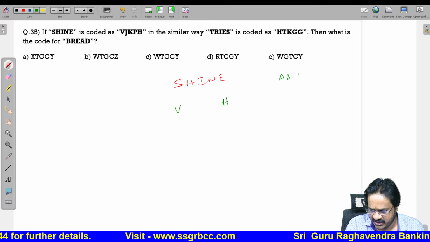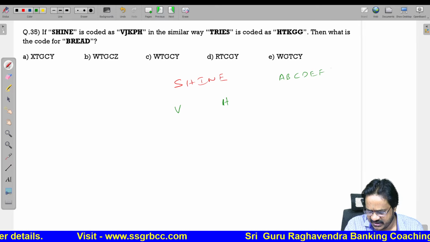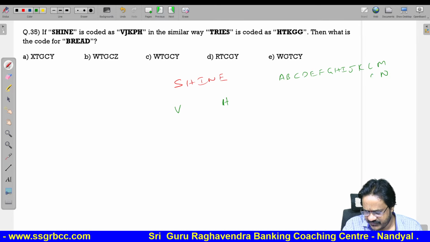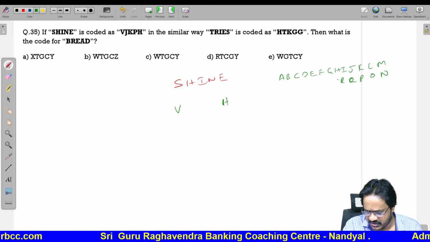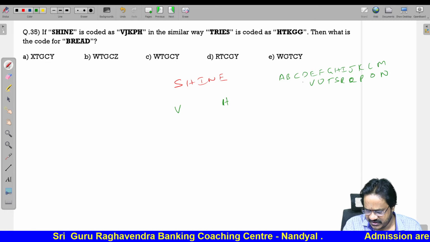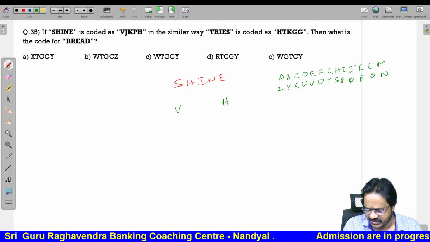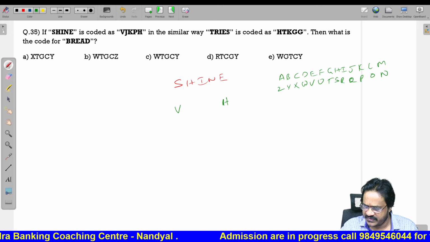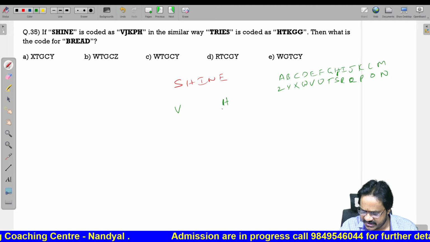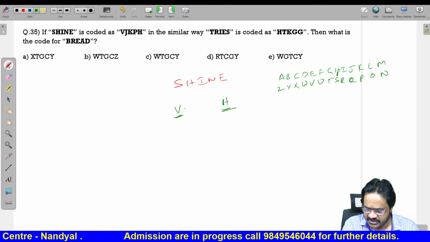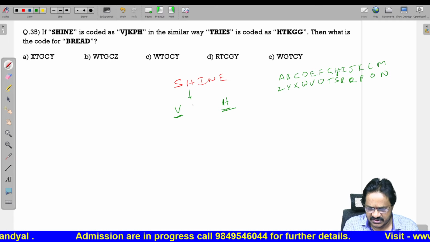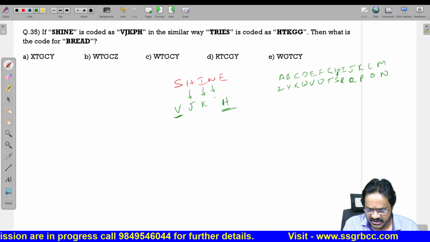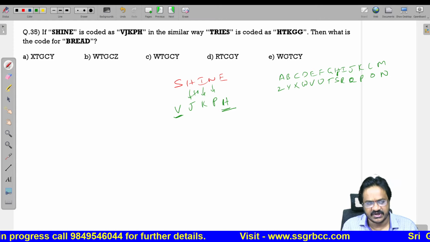So if you take the alphabets like this, A, B, C, D, E, F, G, H, I, J, K, L, M, N, O, P, Q, R, S, T, U, V, W, X, Y, Z. Here S's opposite letter is H, E's opposite letter is V. H, I means J, J means K, N, O means P. So you have to skip one letter.